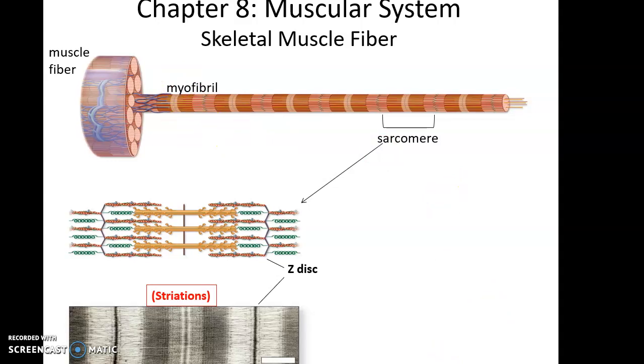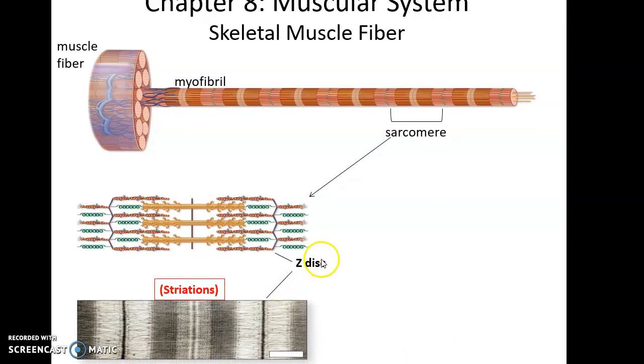And what's pretty amazing is when you look at the muscle fiber under a microscope, you can actually see these patterns of dark and light. It is the striations that skeletal muscle fibers possess. Here's a super close-up view from the electron microscope of the striations. So here are the Z-discs. Down the middle here is the M-line. You've got the thick filaments in the middle, thin filaments at the ends.